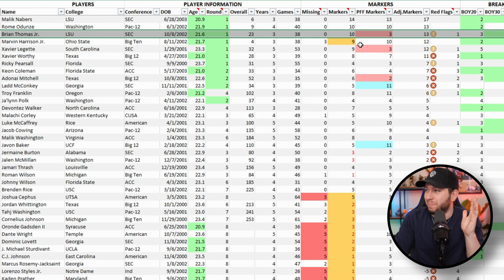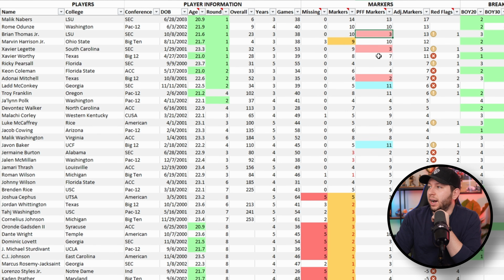That sucks. But it gets a lot better. Let me run through this one. So again, you have to have half as many PFF markers hit as my markers. And you had to have been drafted in the first or second round.